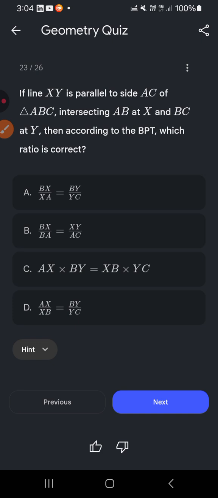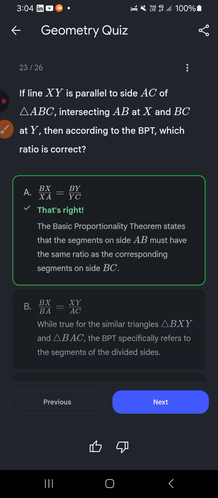If line XY is parallel to side AC of triangle ABC, intersecting AB at X and BC at Y, then according to BPT, that is basic proportionality theorem, which ratio is correct? BX upon XA is equal to BY upon YC.